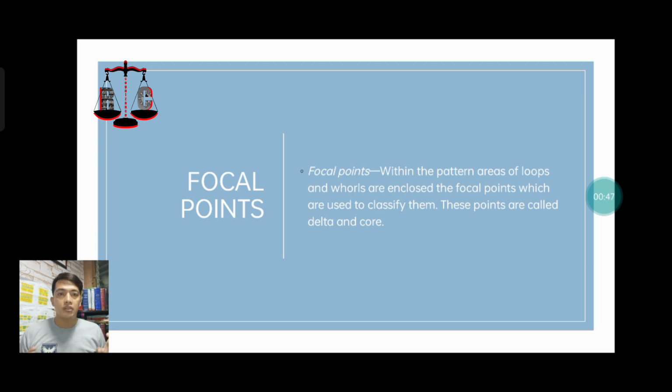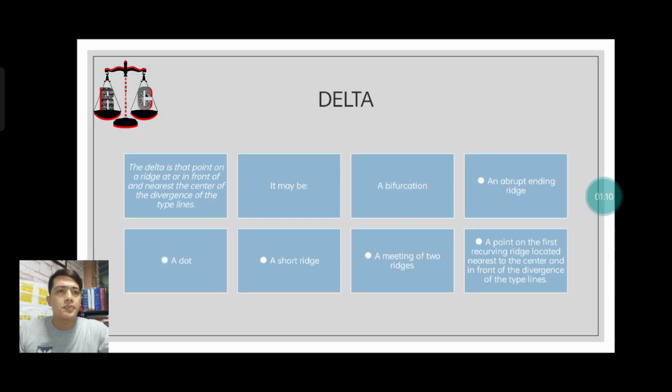So muna siya gitawag na itong focal points. Focal points is the delta and the core. Kay diha mo na ito i-determine si delta. It is nearer or in front of the type lines. Then mingon sa tag core, it is the approximate center of the pattern area. So now let us proceed to what do you mean by delta.